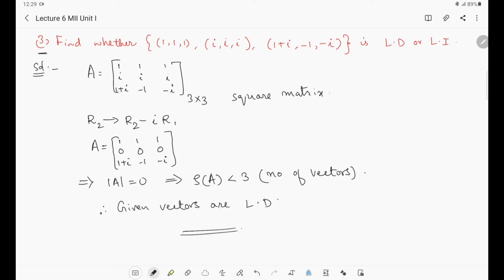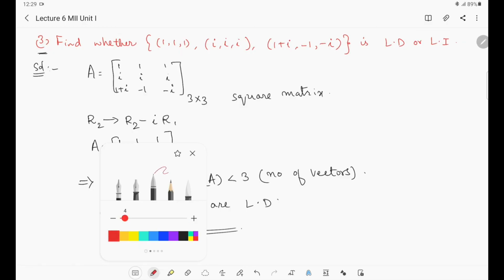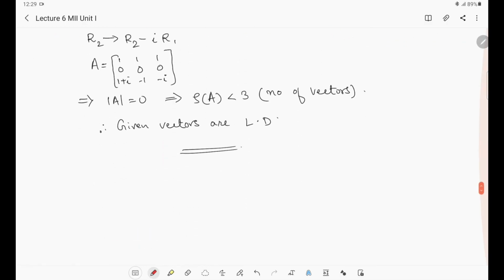So for square matrices this is the easiest procedure. Instead of reducing to row echelon form, directly we have to find the determinant. So we'll see one more problem now. This is the fourth one.